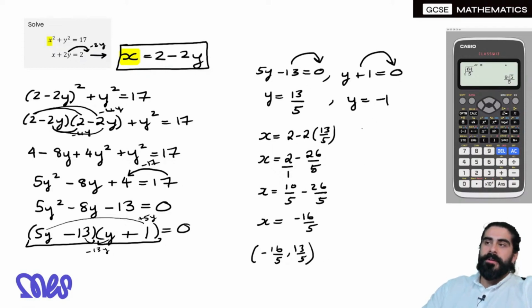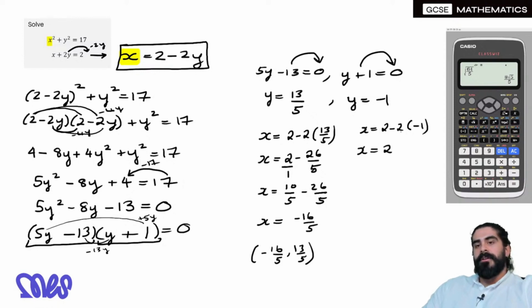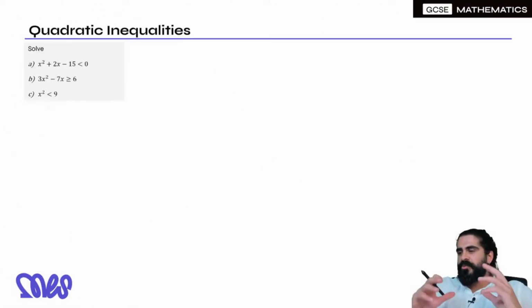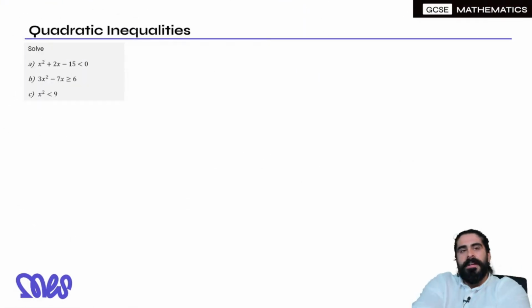And let's do the other one. We have x equals 2 minus 2, and the y value here is minus 1. This one's an easier one to do. Minus 2 times minus 1 is plus 2, so x equals 4. So the solution here is x is 4, y is minus 1. And they are your two solutions. Next thing, which is way easier than what we've done, is quadratic inequalities.